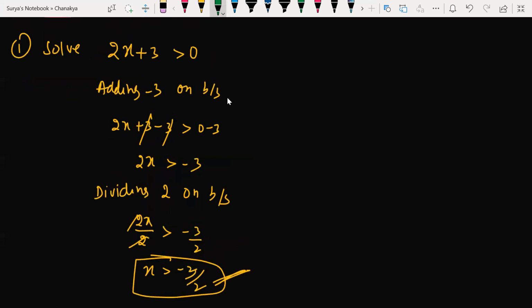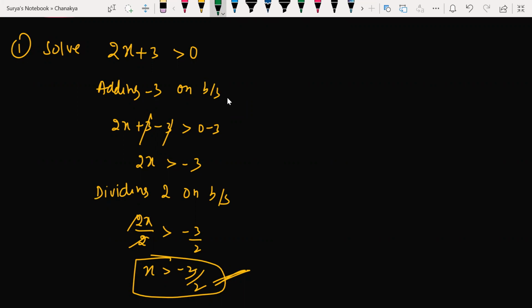Why did we add minus 3 only? Why did we divide by 2 only? Because to remove that. You understood that, I didn't even explain. So be patient whenever you solve this type of question, and you will automatically understand what happens. To get rid of the coefficient of x, I have to add something, subtract something, multiply something, or divide something. If I do this, I'll get my x value at last. That would be my final solution. Clear? Understood my point?